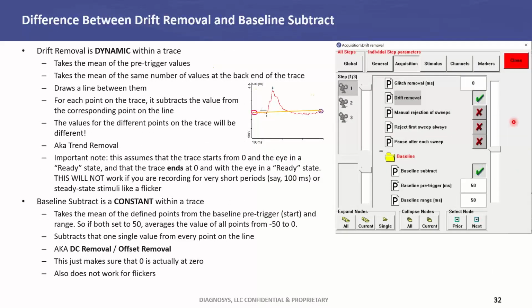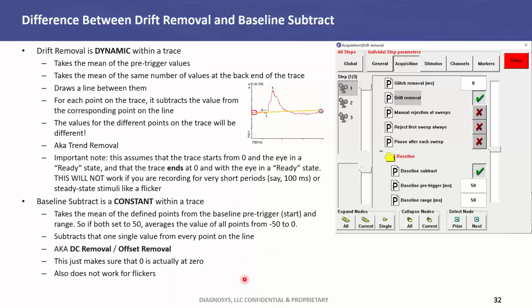And then the last one I have before I turn this over to Anna-Rosa: the drift removal and baseline subtract are both recording parameters that can remove baseline drift. Drift removal, also called trend removal, is dynamic and will sort of bend the trace to remove a perceived baseline drift based on responses recorded at the beginning and at the end of the trace. Baseline subtract, also known as DC removal or offset removal, is a constant within a trace. It'll subtract the same value from every point on the trace, and it's basically used to make sure that zero is at zero.